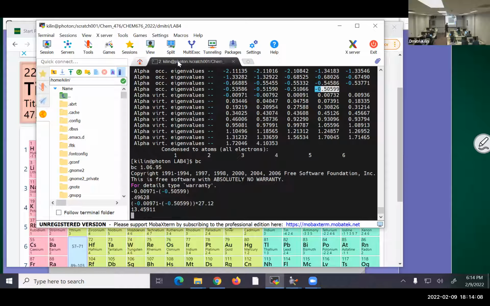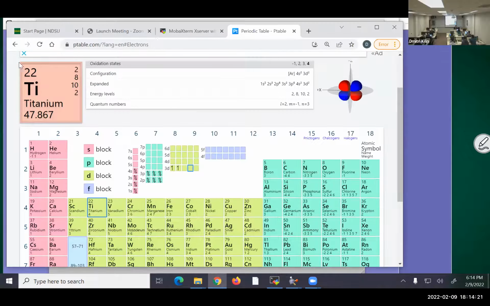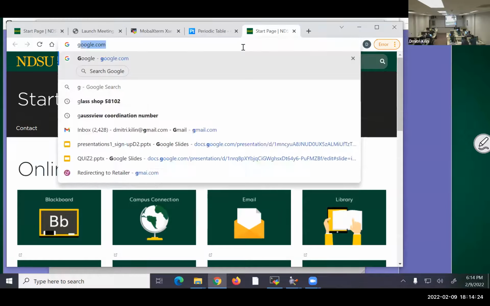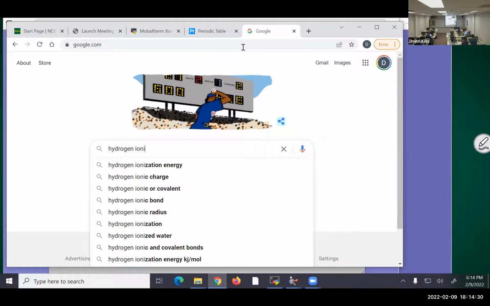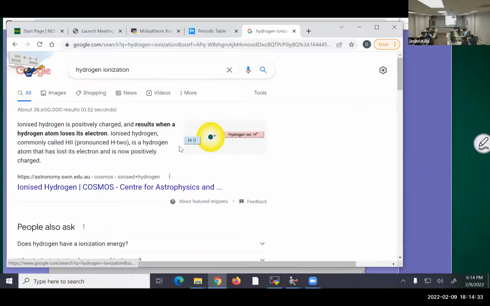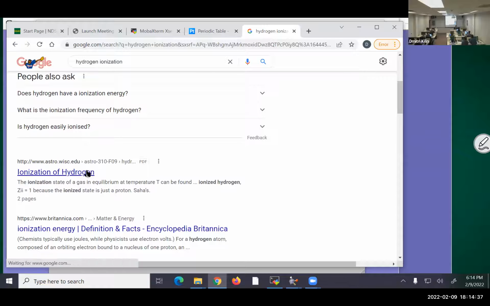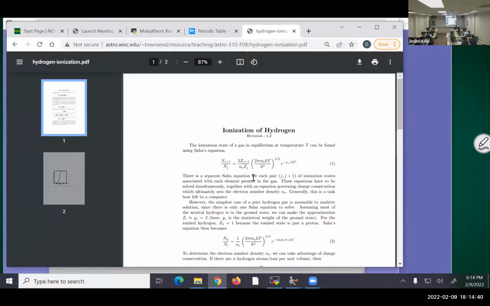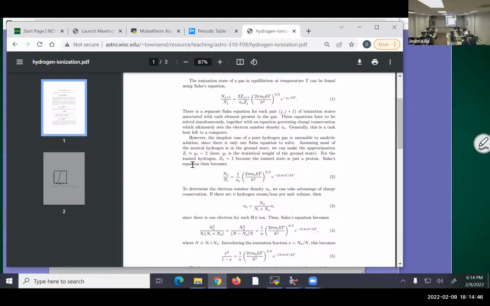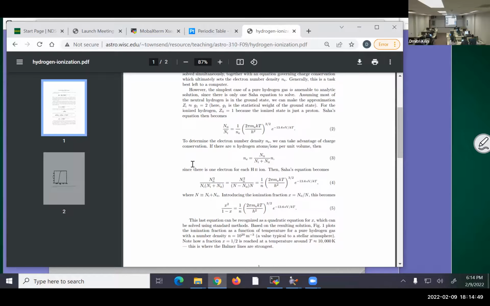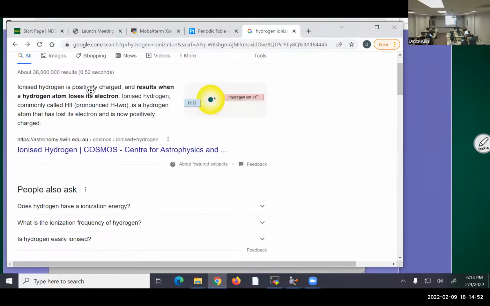Anyone online wants to help? Let's just go to Wikipedia and try. Suppose I do not know the answer. Let's go to Wikipedia and try to find. Google hydrogen ionization. No, it's boring textbooks. It gives this number, but it doesn't tell. Let's try.